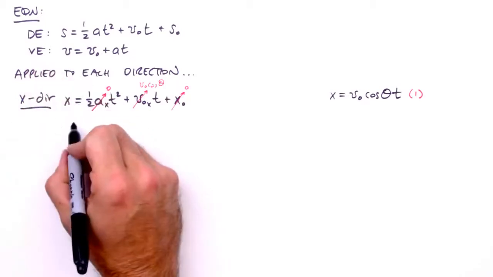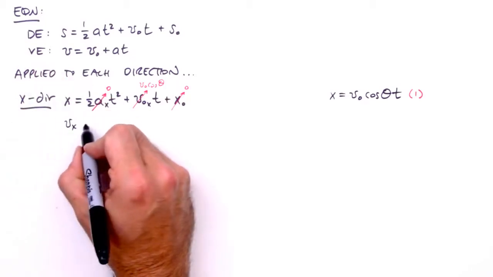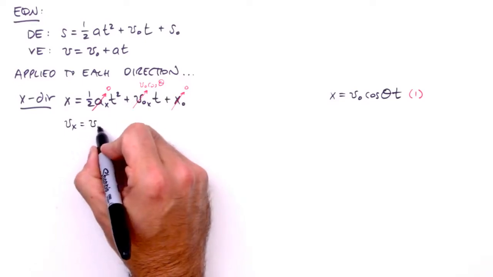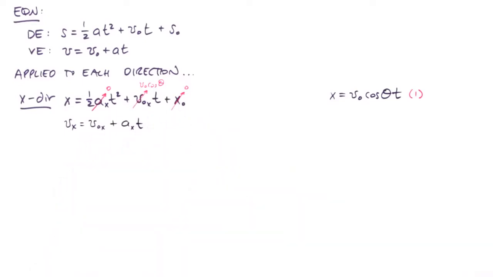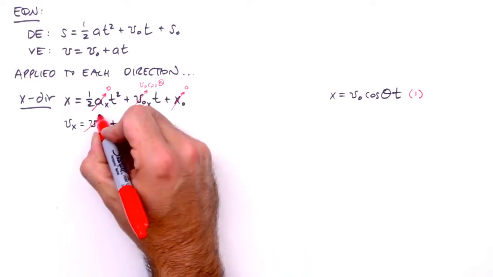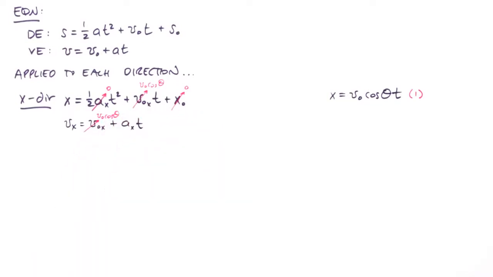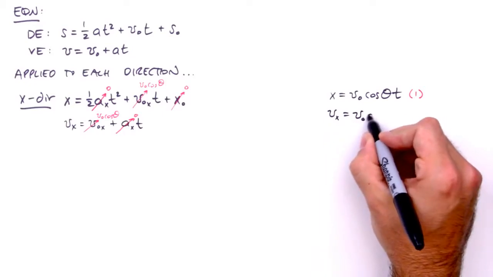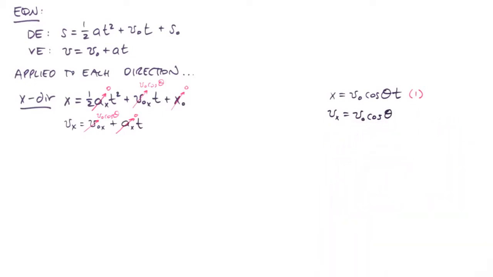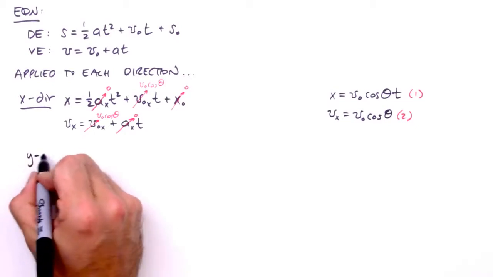Now we apply the velocity equation to the x direction, and we get v sub x equals v sub o sub x plus a sub x times t. We'll set v sub o sub x to v sub o cosine theta, and again the horizontal acceleration of a projectile is 0. So the velocity equation in the x direction simplifies to v sub x equals v sub o cosine theta. We'll label this equation 2 and set it aside. Okay, so now we'll apply the kinematic equations to the y direction.